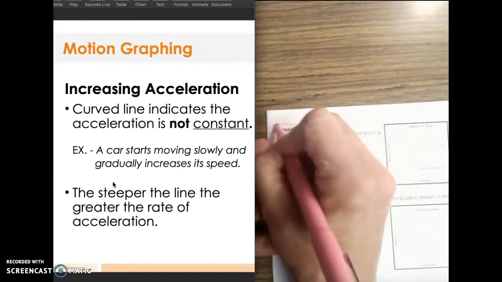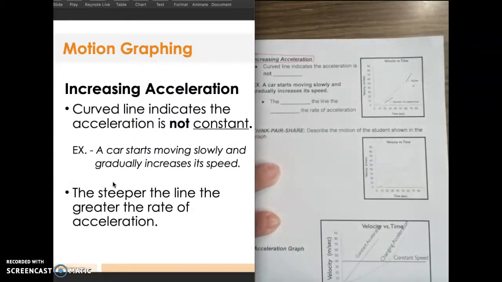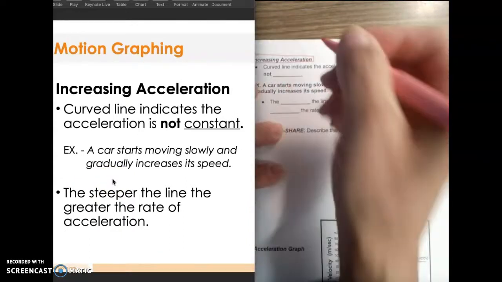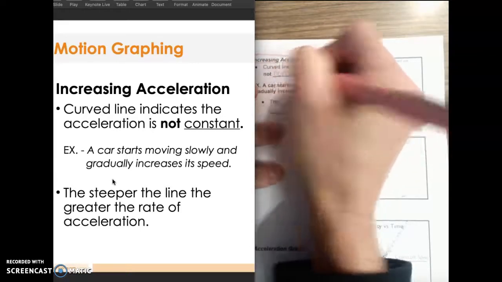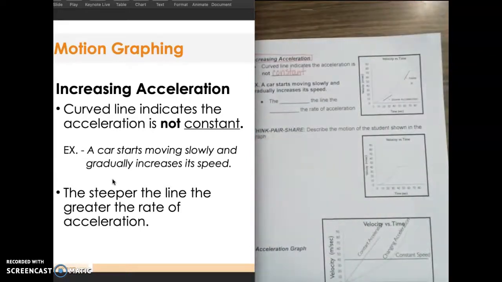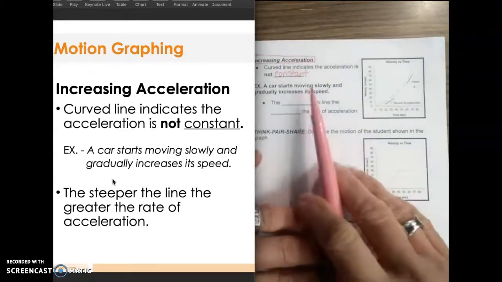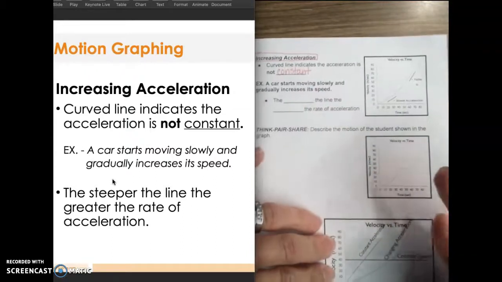Increasing acceleration. All right, on this one, a curved line indicates that the acceleration is not constant. And we learned that in the notes that we did the other day. When we had a curved line, we knew that what was happening was the acceleration was increasing. Okay, so the example, a car starts to move slowly and gradually increases its speed.